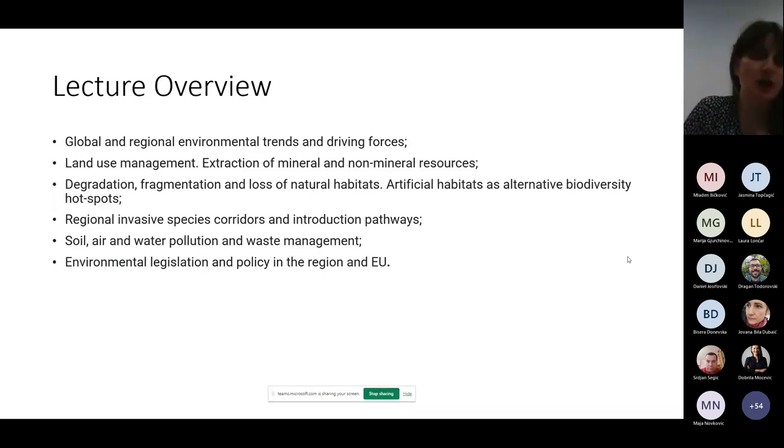So today's topics are global and regional environmental trends and driving forces, land use management, extraction of mineral and non-mineral resources in the region and globally, degradation, fragmentation, and loss of natural habitats, and artificial habitats as alternative biodiversity hotspots in the region, also regional invasive species corridors and introduction pathways, soil, air, and water pollution, and waste management. So basic terms and facts regarding these topics. And of course, environmental legislation and policy in the region and European Union.